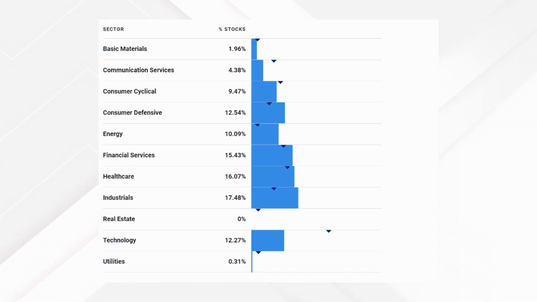Not only does SCHD have really good companies, but they also try to diversify across different sectors as well. And on this table, we can actually see what sectors SCHD has and which ones rank the highest among the others. And the three biggest sectors in SCHD are financial services, which are 15.43% of the ETF, healthcare, which is 16.07%, and industrials, which make up 17.48%.